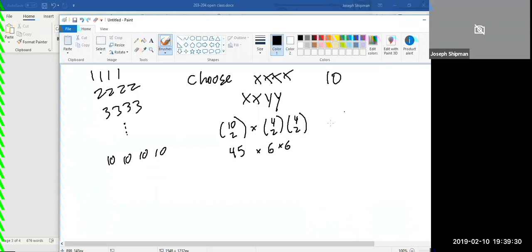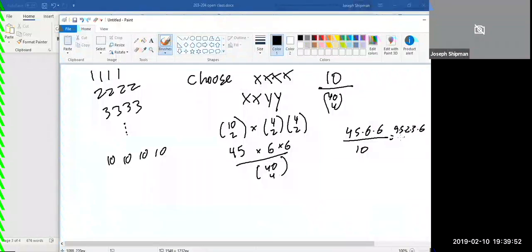So now we're asked for the ratio of these 2 probabilities. So we don't actually need the denominator. Our denominator is 40 choose 4, but that's the same denominator here. So if we take the ratio of the probabilities, it's just going to be 45 times 6 over 10, which is 9 times 5 times 2 times 3 times 6 over 10, which, canceling, is 9 times 3 times 6, which is 162. And that is one of the choices.